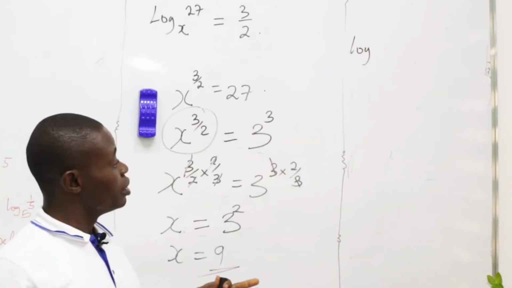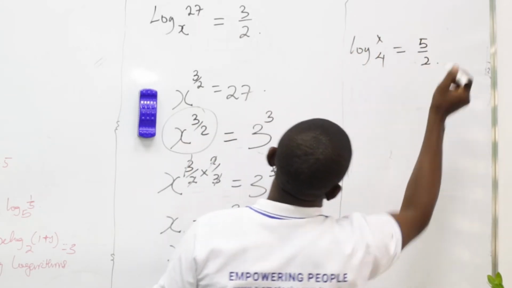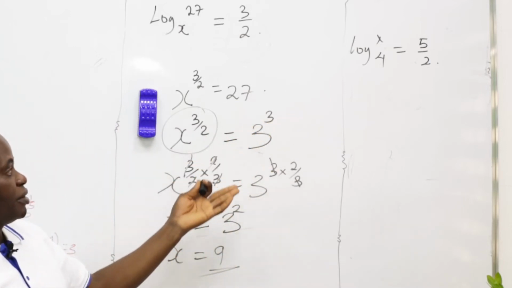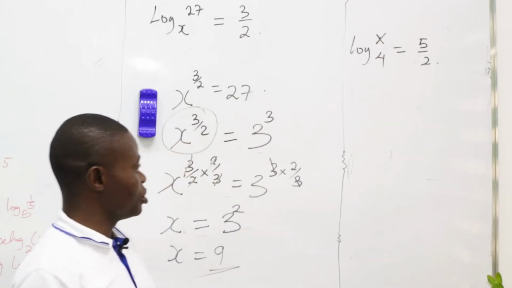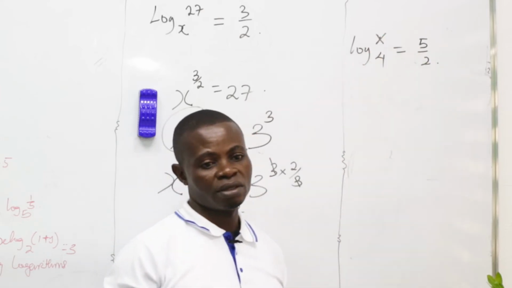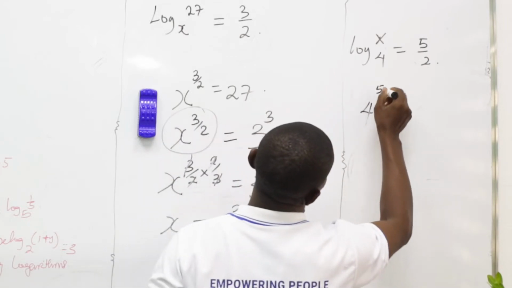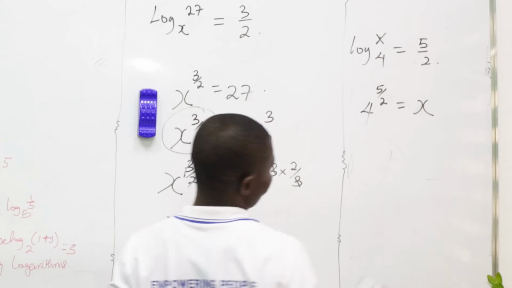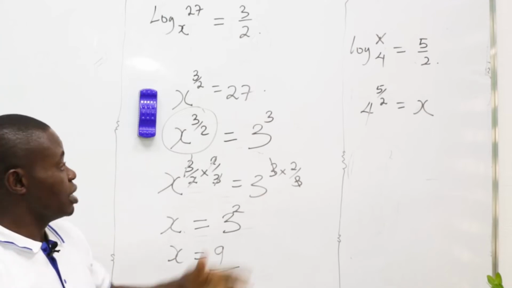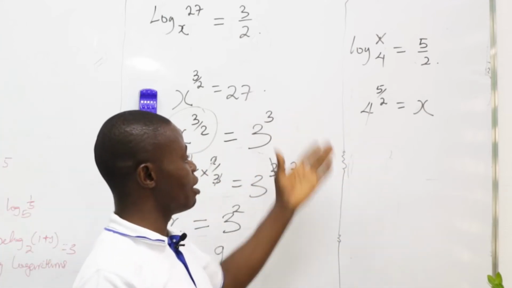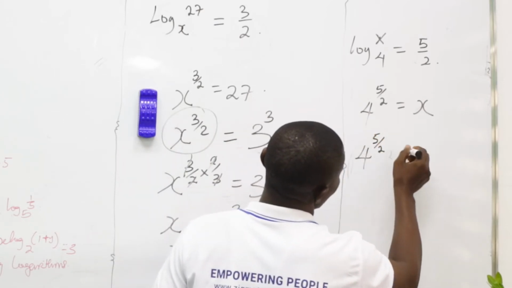Log x base 4 equals 5 all over 2. I know, it also looks as if it is not solvable. Let's see how we can handle it. All you have to do is know that the base must carry this. That's all. The base must carry this. So 4 power 5 all over 2 equals who? x, the alphabet you have. Bear in mind, it must not always be x. It can be y, it can be k, it can be any alphabet. So 4 power 5 all over 2 equals x.